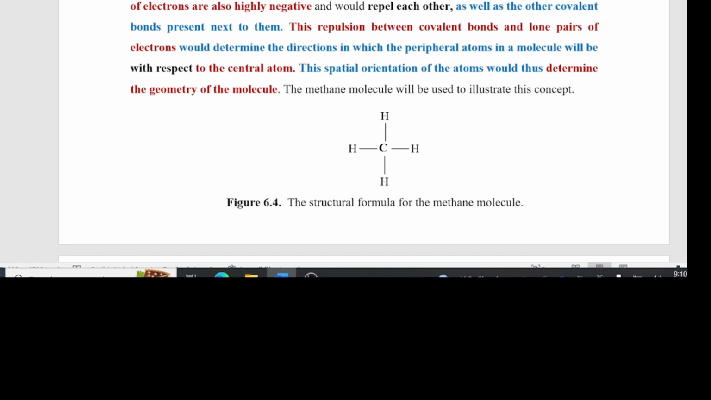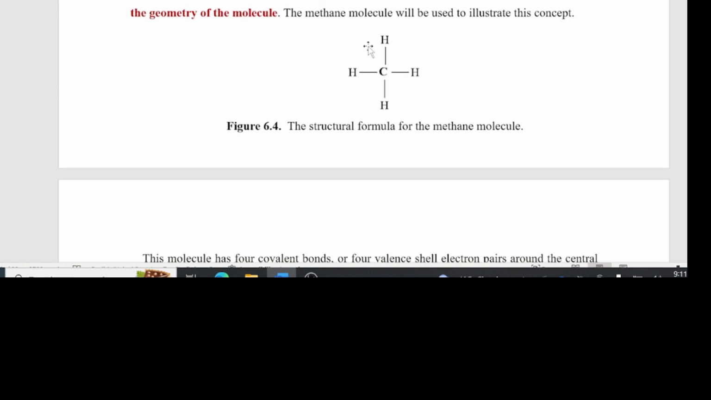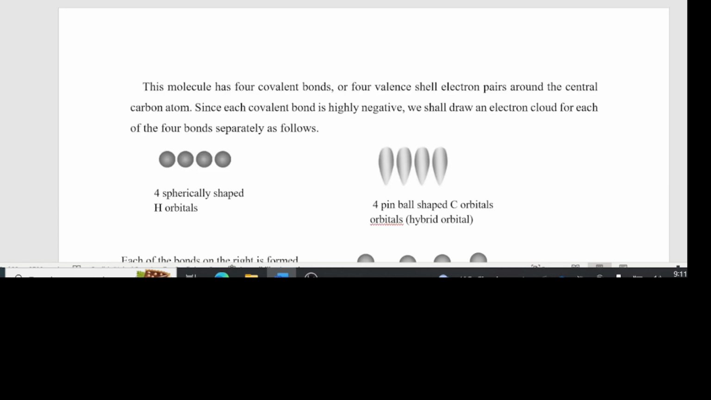This spatial orientation of atoms will thus determine the molecular geometry of the molecule. So look at this guy here. We're going to use CH4 to illustrate this concept. Okay? So here you're seeing carbon with 4 bonds around it. 4 sets of electron pairs. 1 pair here, 1 pair here, 1 pair here, and these will be called bonding pairs. If you had NH3 here, you get 3 of these, and of course nitrogen here, and that lone pair here. You'll have 3 bonding pairs and 1 lone pair. This molecule has 4 covalent bonds, or 4 valence shell electron pairs around the central atom. Since each is highly negative, we shall draw an electron cloud for each of the 4 bonds separately as follows.